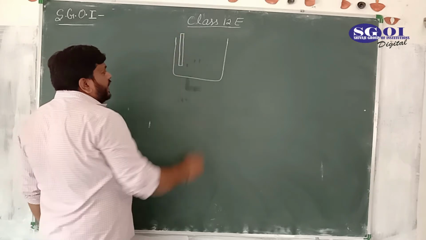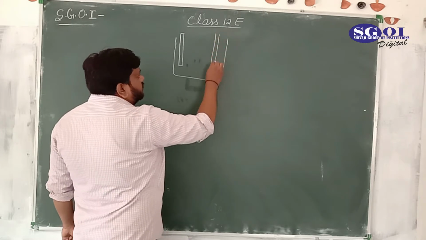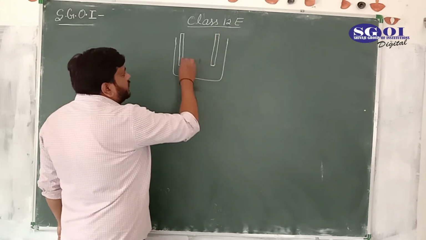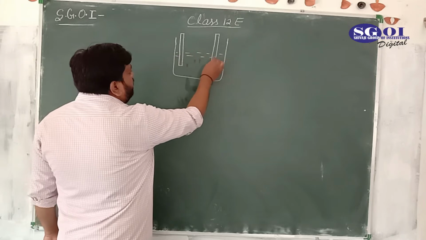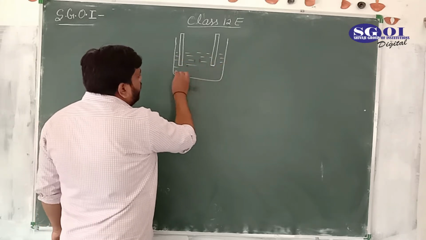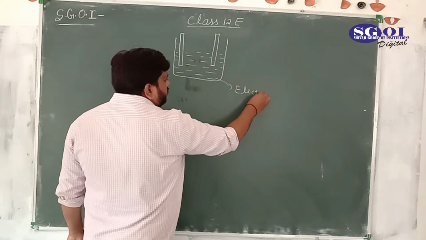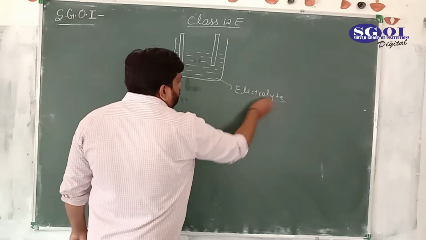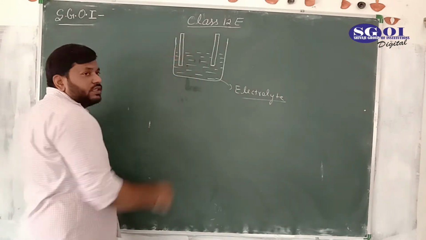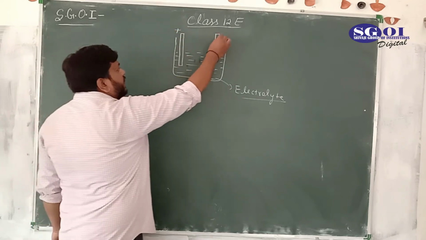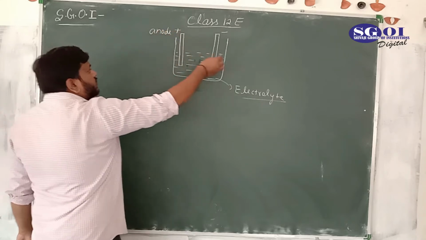You know that there are two metallic plates of different materials, and they are dipped in a solution. That solution is called electrolyte. Here one plate is positively and the second plate is negatively charged. The first plate is called anode and this plate is called cathode.